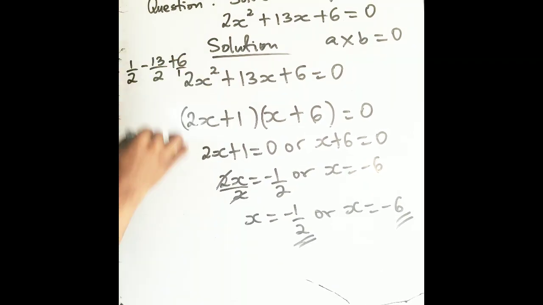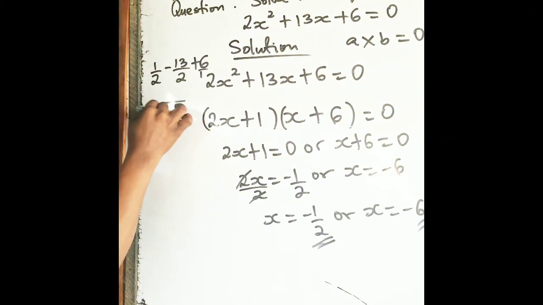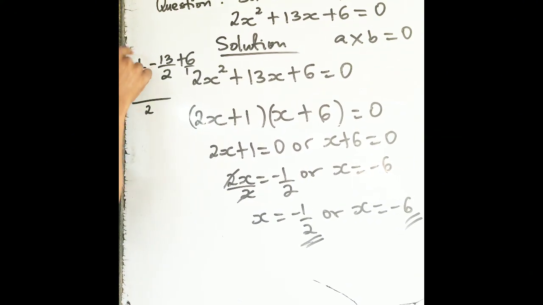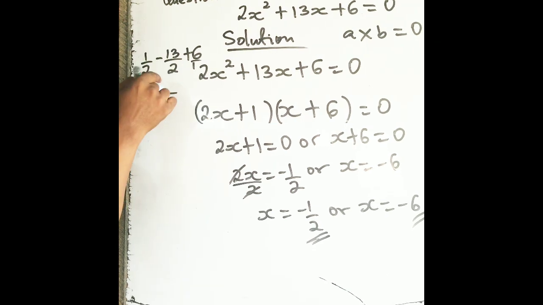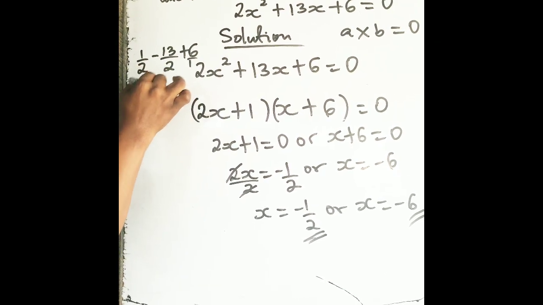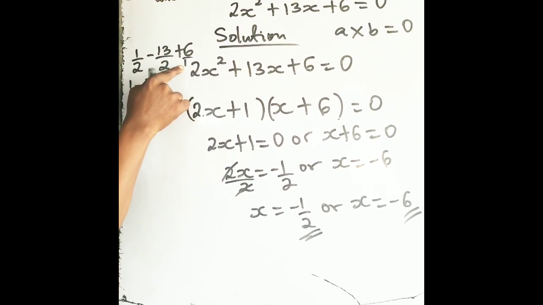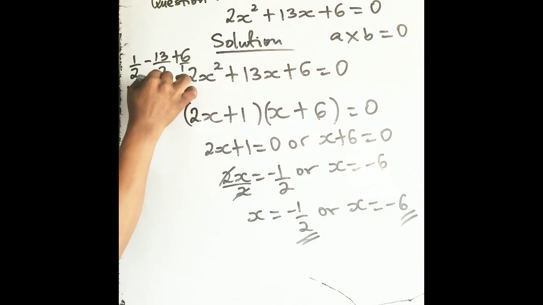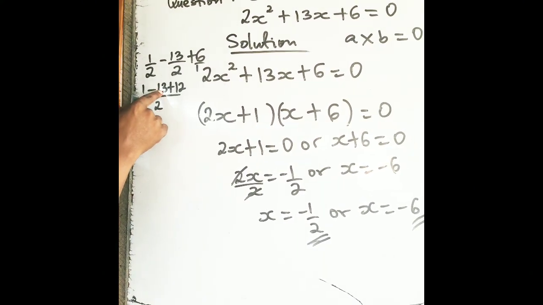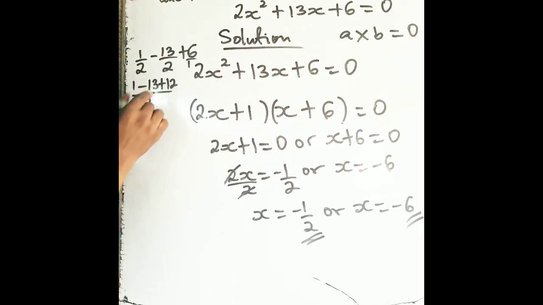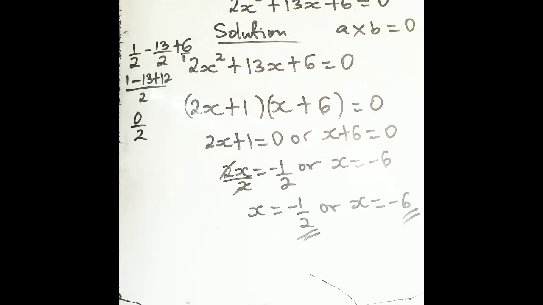If we make this over 1, okay, LCM is 2. 2 divided by 2 is 1. 1 times 1 is 1. Minus 2 divided by 2 is 1. 1 times 13 will give us 13. 2 divided by 1 is 2. Times 6 will give us 12. 1 minus 13 is minus 12. Minus 12 plus 12 will give us 0. And 0 divided by 2 is 0.